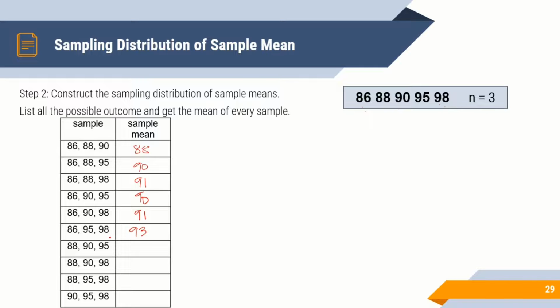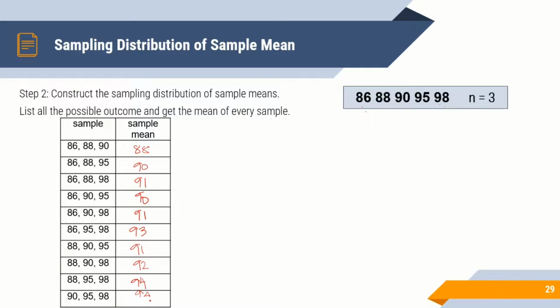Then 88 plus 90 plus 95 divided by 3, we get 91. Then 88 plus 90 plus 98 divided by 3, that's 92. Then 88 plus 95 plus 98 divided by 3, that's 94. And 90 plus 95 plus 98 divided by 3, that's 94.